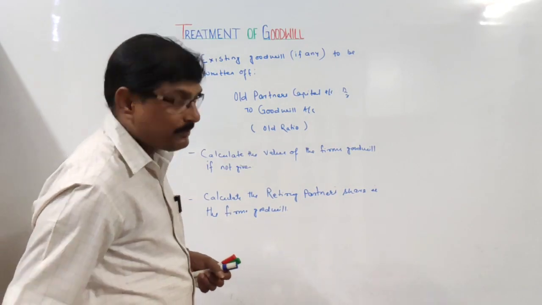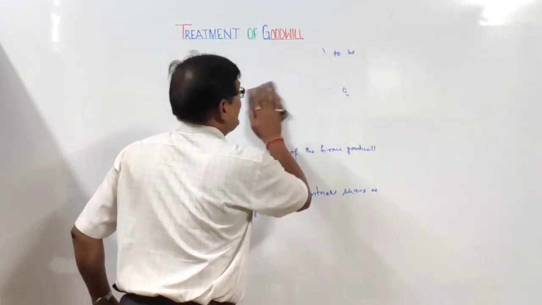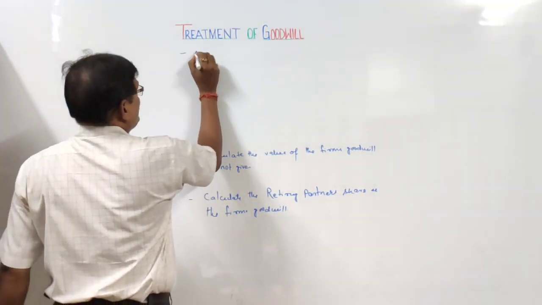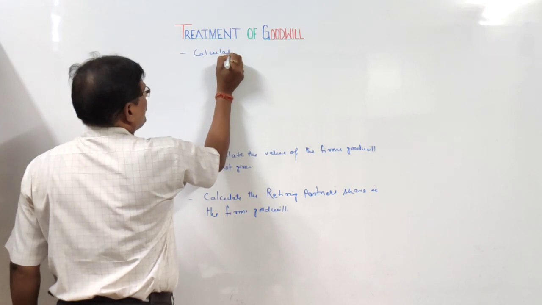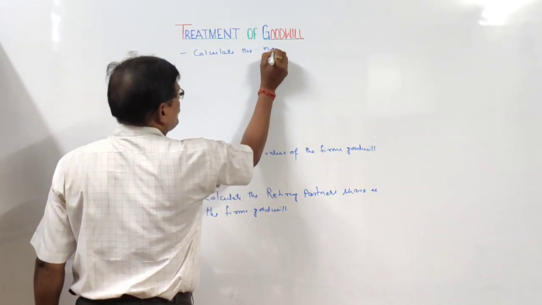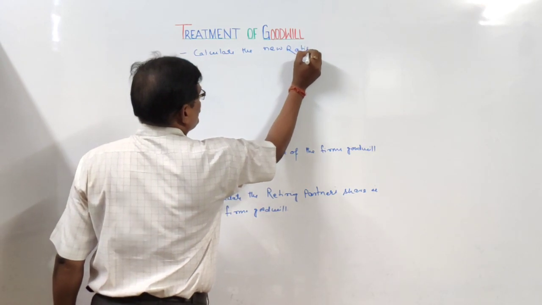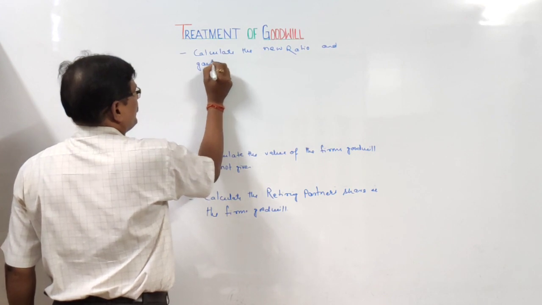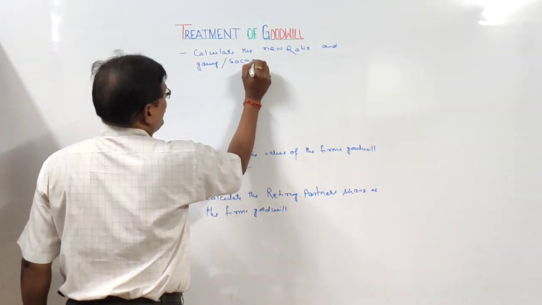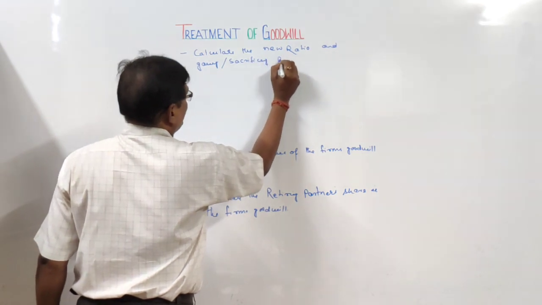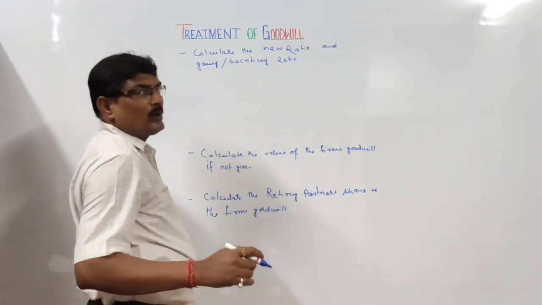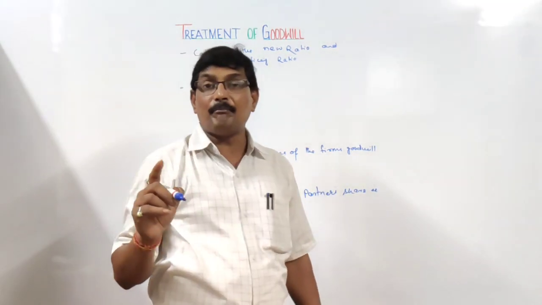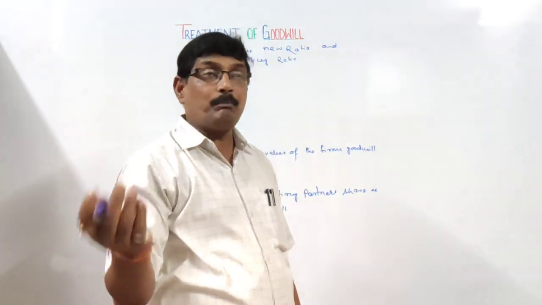Then what will be the fourth step? The fourth step is to calculate the new ratio and gaining ratio or sacrificing ratio. Right? This is what we will calculate. Next, what will happen? The gaining partner has to compensate the sacrificing partner or partners.